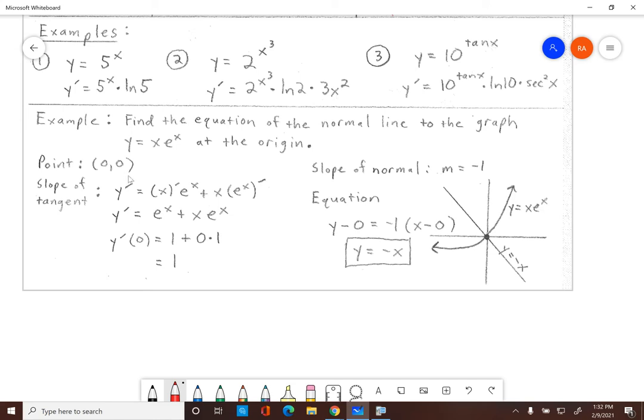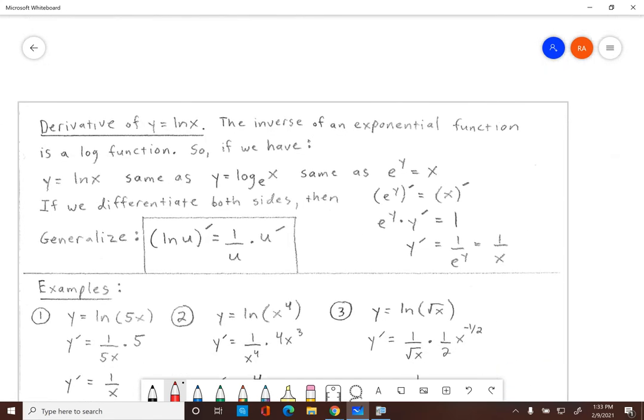If you want the slope of the normal line, just do the opposite reciprocal of 1 to get negative 1. So I have my point (0, 0), I have my slope negative 1, y minus 0 is equal to negative 1 times x minus 0, which just simplifies to y equals negative x. Here's this curve here, there's x e to the x. That one I wouldn't expect you to know, just do it on the calculator. But then here's this normal line coming in that's perpendicular to that graph at that point.